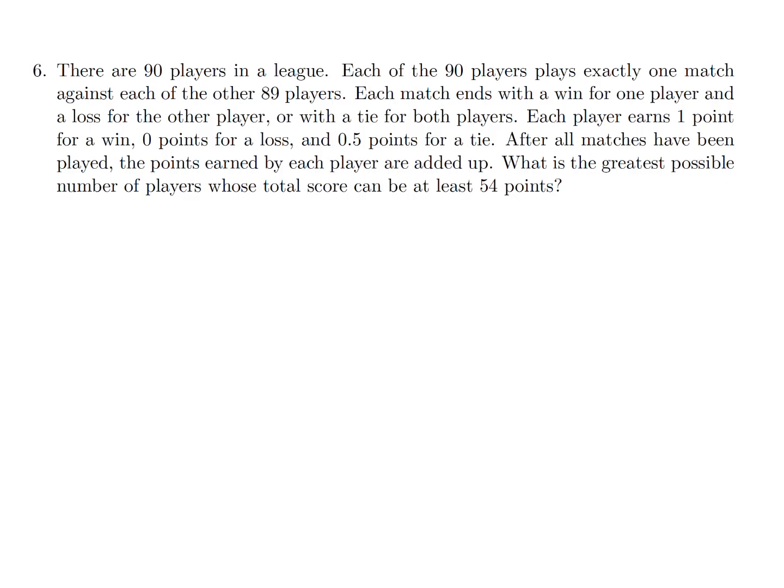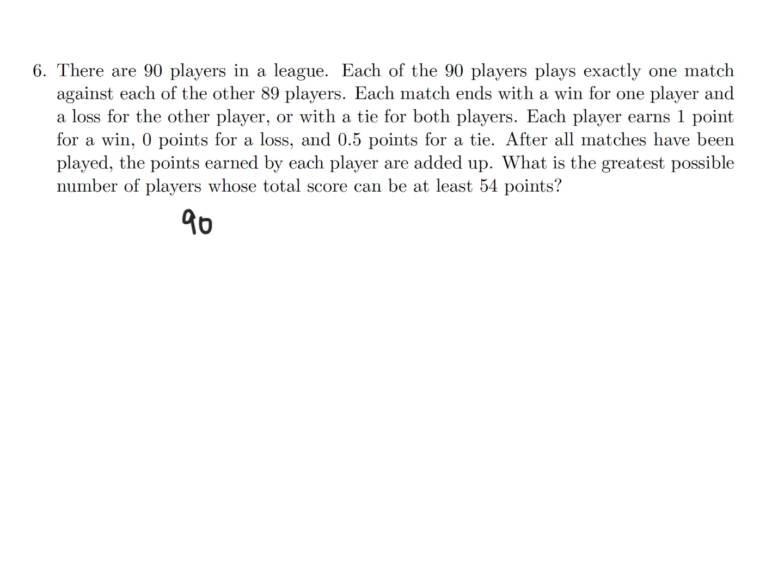There are 90 players in a league. Each of the 90 players plays exactly one match against each of the other 89 players. Each match ends with a win for one player and a loss for the other player, or with a tie for both players. Each player earns 1 point for a win, 0 points for a loss, and 0.5 points for a tie. After all the matches have been played, the points earned by each player are added up. What is the greatest possible number of players whose total score can be at least 54 points?